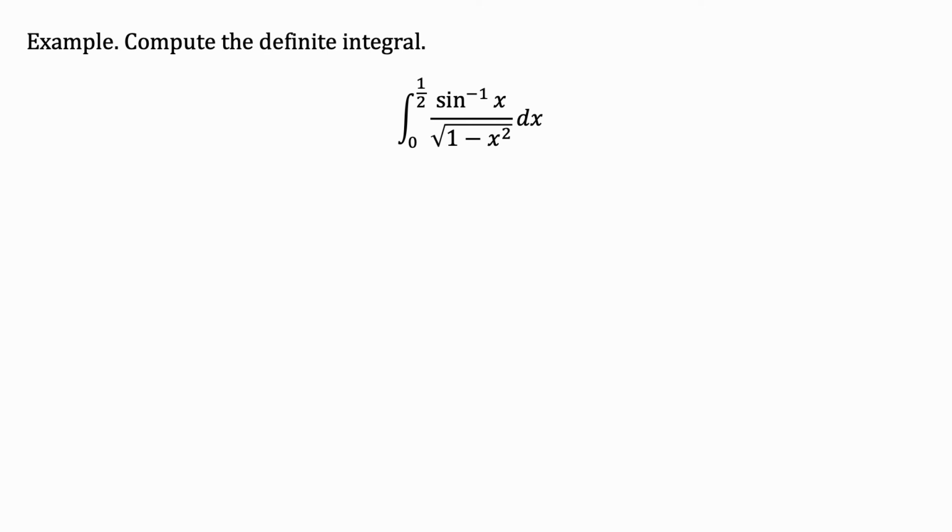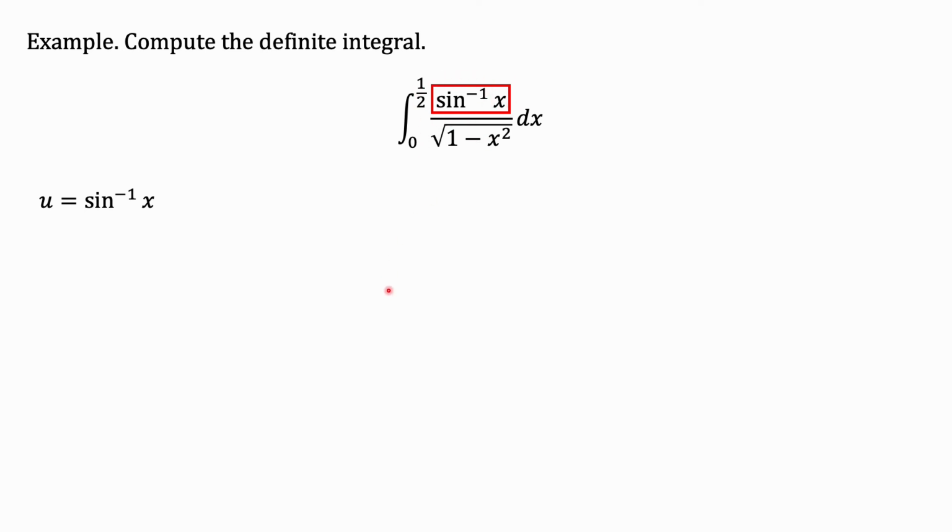So here's another example. This time we have a definite integral. This example wants us to take the definite integral from 0 to 1/2 of sine inverse of x over the square root of 1 minus x squared dx. So we're going to approach this the same way. We're going to look at this and say, which part of this do we want to make into our u? And so there's a couple choices. We could choose what's inside of the square root down here, but I'm going to choose the inverse sine function.